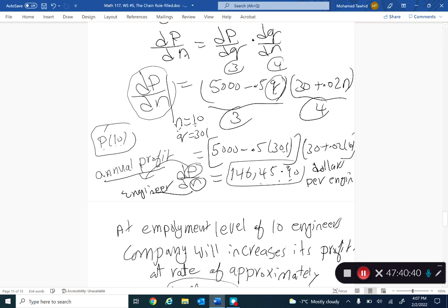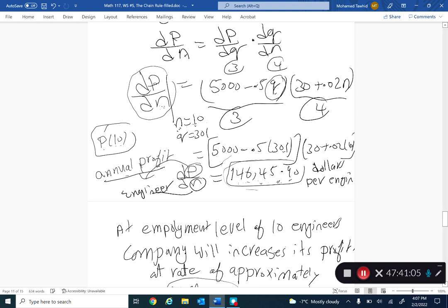So this slope means your P, what is your P here? Your annual profit is going to increase by the slope, which is the number here, $146,000, when x increases. What is your x? N. What is your N? Number of engineers increases by 1 unit. So for an additional 1 engineer, the profit is going to increase by 146.